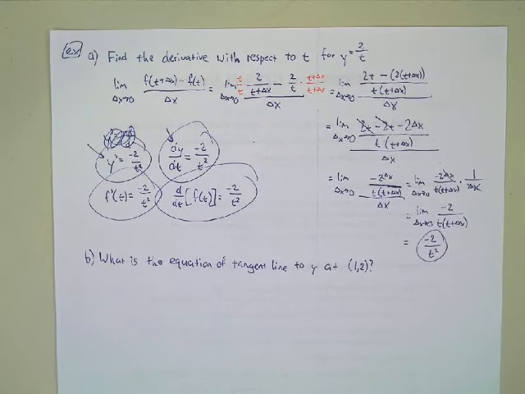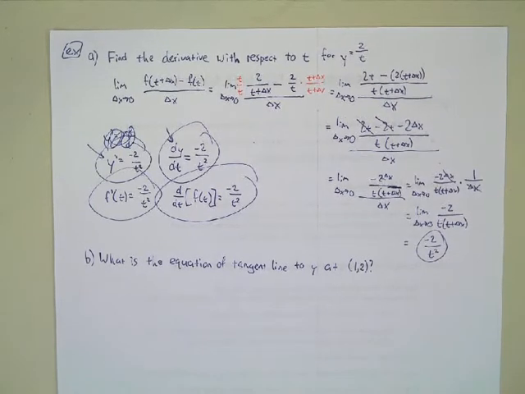Yeah, I'm sorry. Yeah, T-O-Y. What is the equation of the tangent line to y at 1, 2?